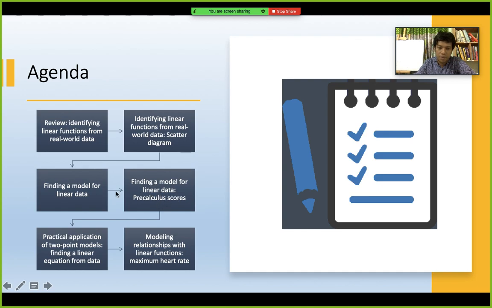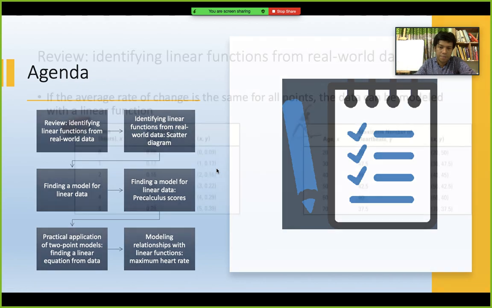This is one example, same type of topic, finding a linear model. Then a 2 points model, a practical application of the 2 points model, finding a linear equation from the data, modeling relationships with linear models, and maximum heart rate. So this is some more application of the linear model. These are the agenda. We will go step by step and look at all these points.